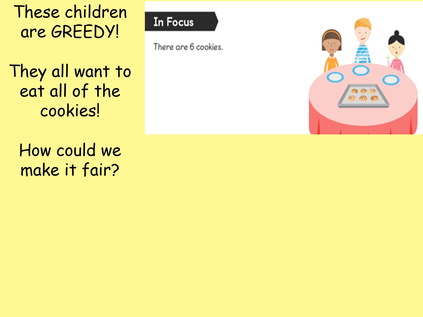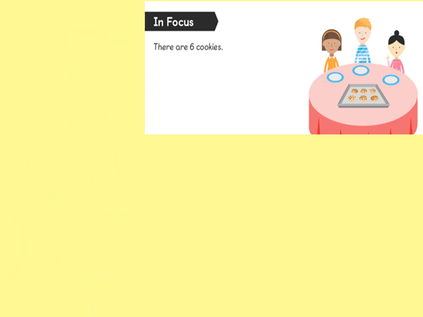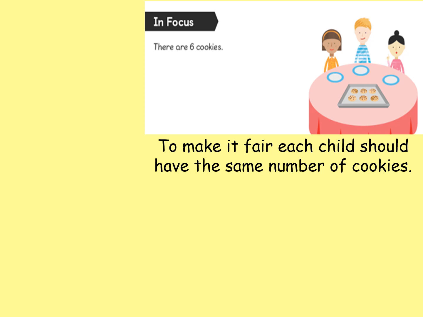How could we make it fair? What could we do to make it fair with the 6 cookies and the 3 children? Can you have a chat to your adults or have a think in your head, what could we do to make it fair? Okay, children, so to make it fair, each child should have the same number of cookies. This would make it equal. So we want the children to have an equal number of cookies, because then it will be fair because they'll have the same number of cookies.